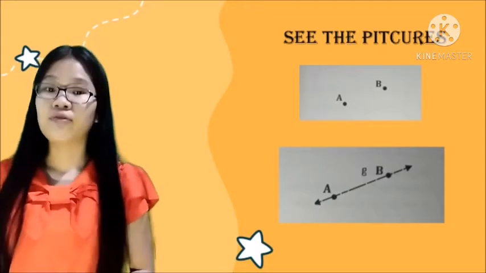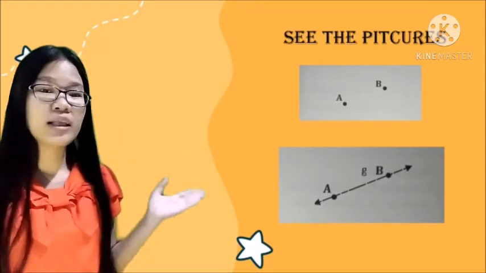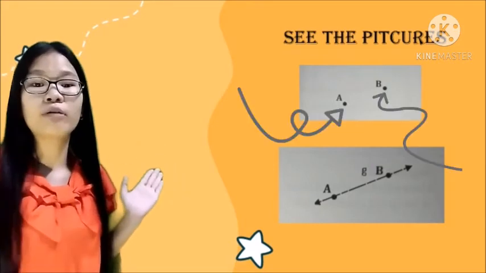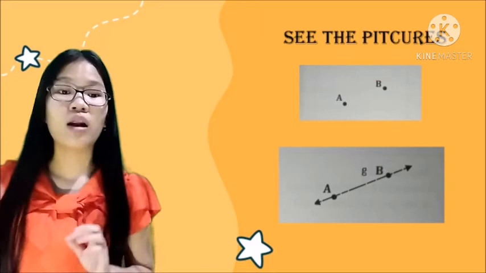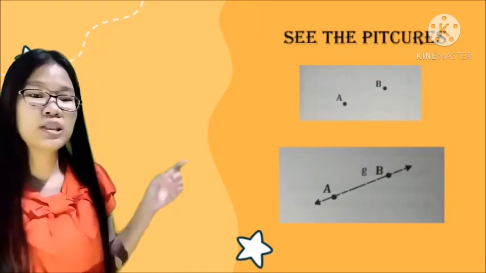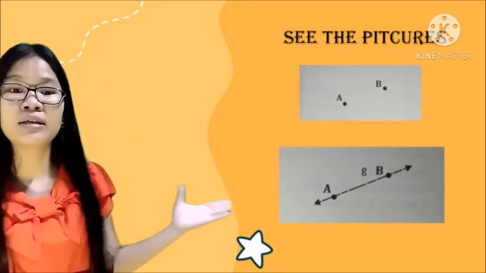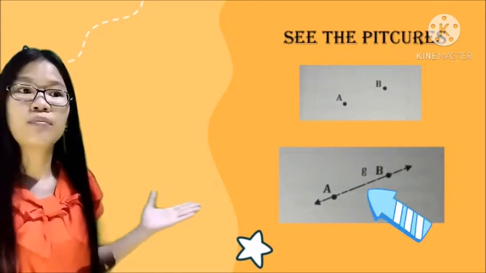A line is defined by 2 points. Look at the picture, point A and point B. A part of a line that has a defined endpoint is called a line segment. Look at the picture, point A and point B make a line segment AB.